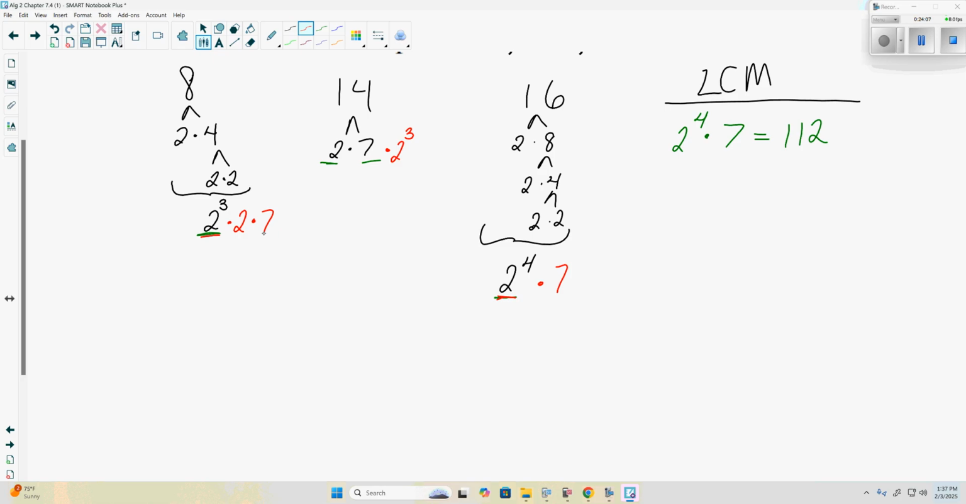Questions on this here? This is normally one of the more challenging parts, getting these to be the same and seeing what's going to make them be the same. Questions on this here? Okay.